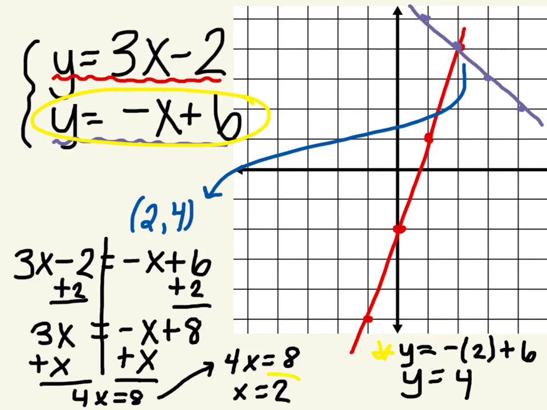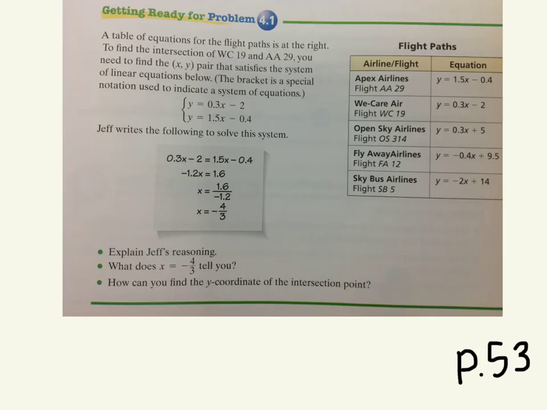And now that my x value is 2 and my y value is 4, I have just proven that the point of intersection symbolically is (2, 4). This is what we would call the solution to this system of linear equations.